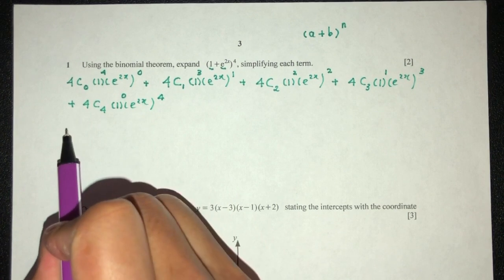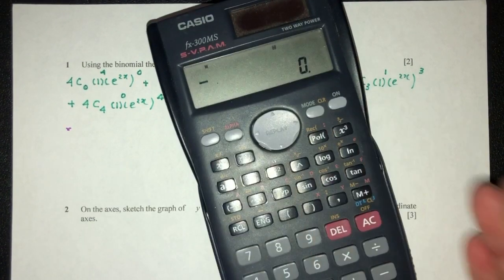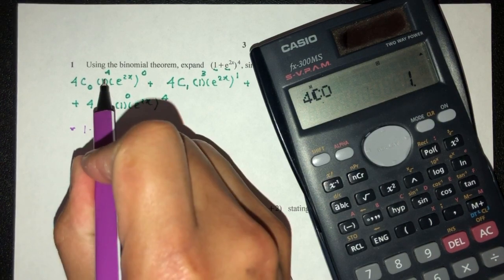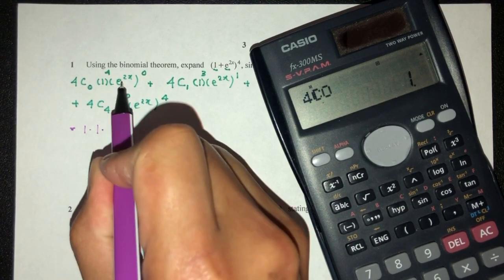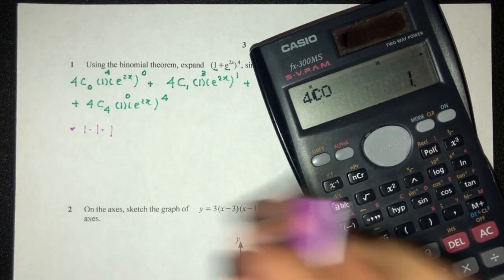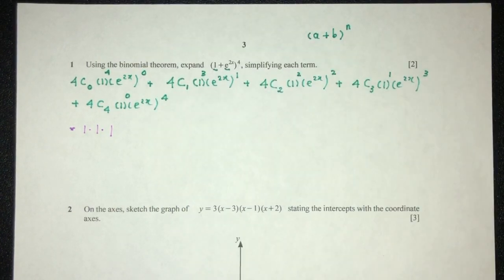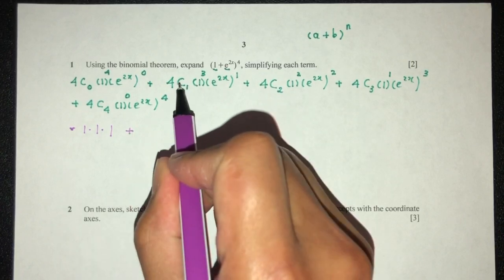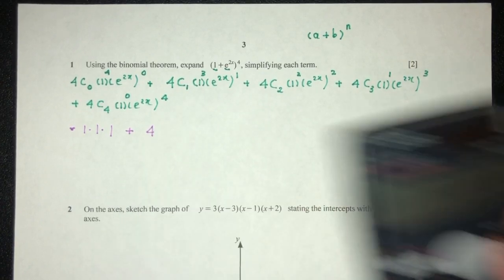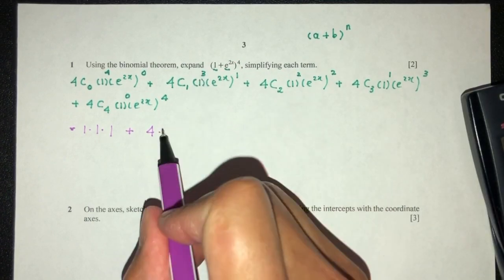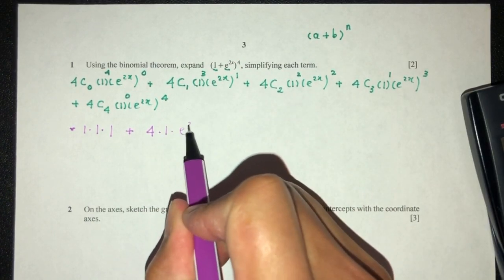For the first one, 4 choose 0, obviously we can check. 4 choose 0, that will be 1. So 1. 1 power something will be 1. Exponential power 0 will be 1 as well. You can check. Anything power 0, that should be 1. Okay, that will be the first term. And then 4 choose 1, that should be 4. But of course, you can check, right? 4. And then that will be 1. That will be exponential 2x.